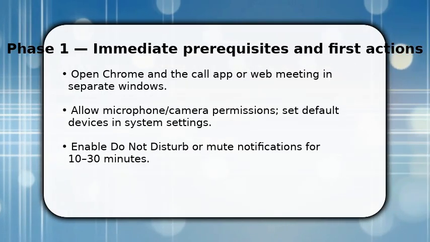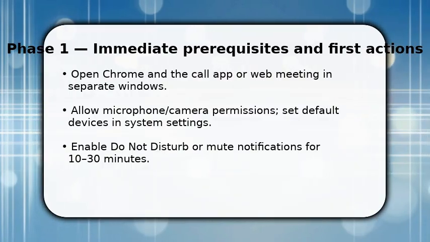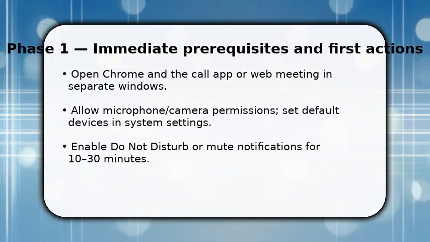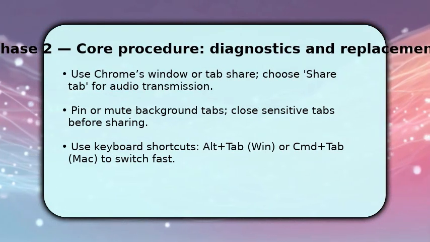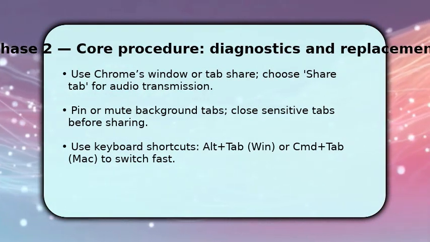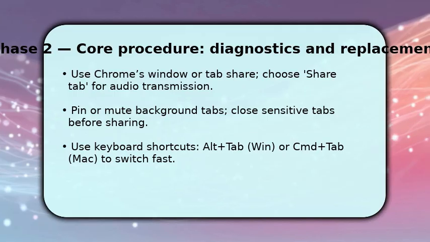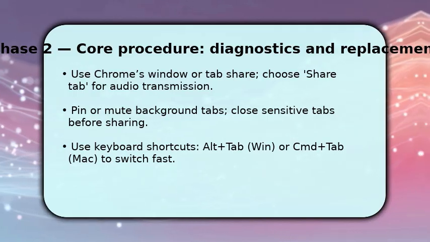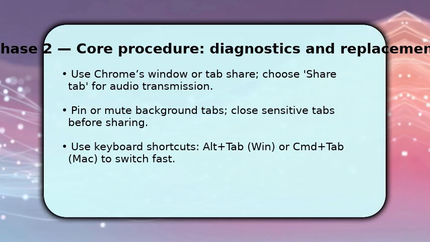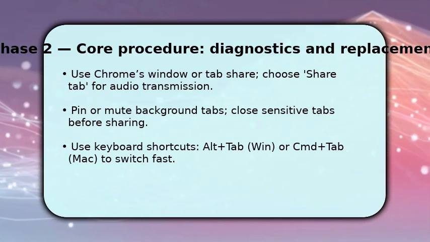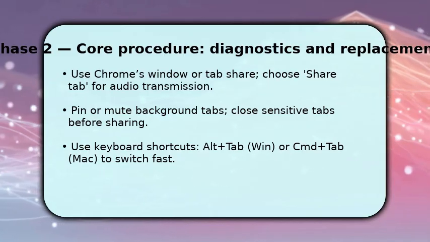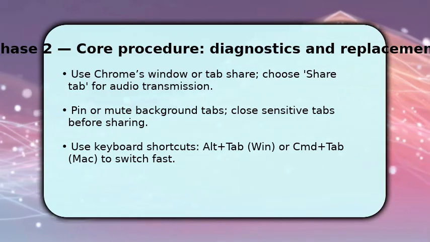Now position windows. Call controls on one screen or one side, Chrome content on the other, so switching is immediate and reliable. You now share content without exposing private info. Select the Meeting Apps option to share a Chrome window or a single tab. Choose Tab Share for audio when playing media. Before you click Share, close or hide sensitive tabs and mute noisy sites. Pin the tab you'll present to keep it visible.